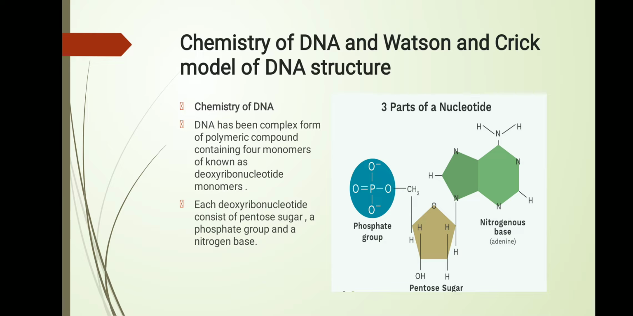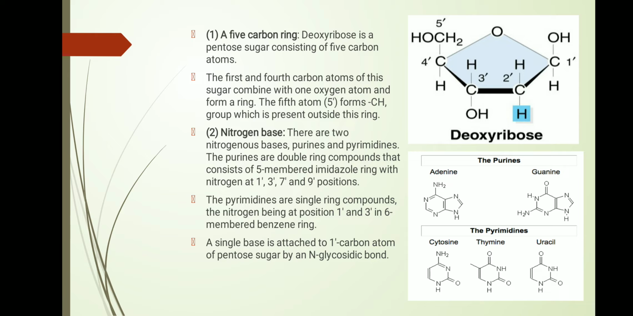And these nitrogen bases are either purines or pyrimidines. The purines are adenine and guanine, and the pyrimidines are cytosine and thymine. Purines are heterocyclic, 2-ring base compounds and pyrimidines are 1-ring base compounds. First is the 5-ring compound, that is pentose sugar, and this pentose sugar is known as deoxyribose sugar.